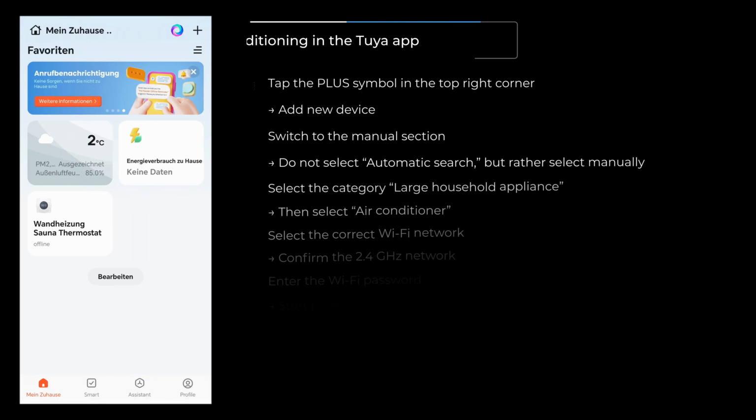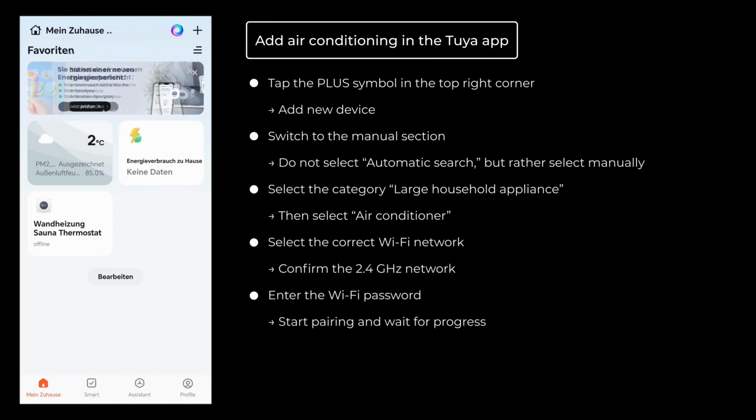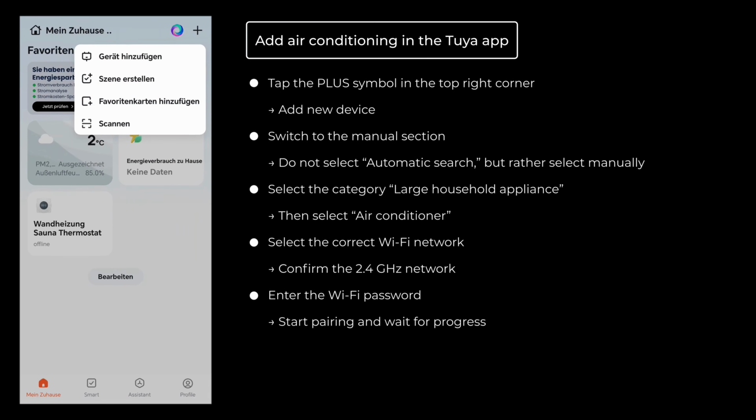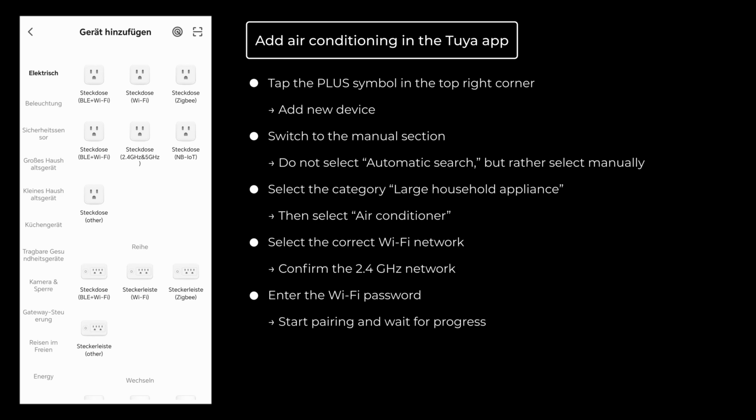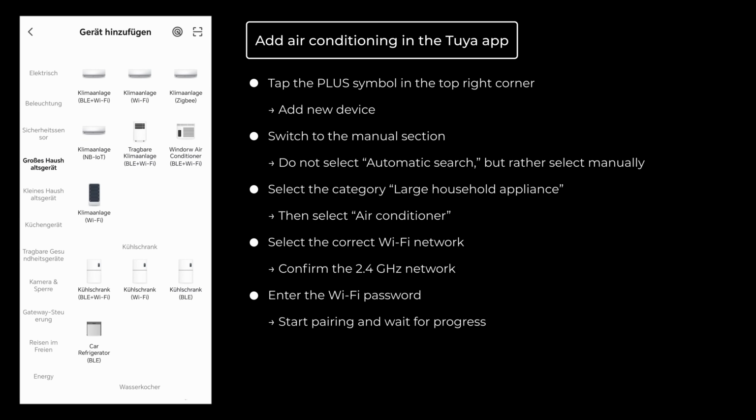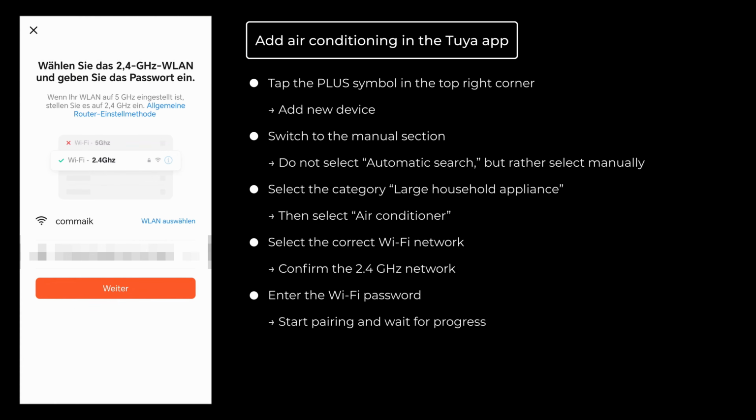To start the pairing, I'll open the app. Click on the plus sign in the top right corner. Add device. Then I'll go directly to the manual section. Select a large household appliance. And here, select the air conditioner. And the system automatically detects my available Wi-Fi networks. I'll select the correct Wi-Fi network and enter my Wi-Fi key, then I'll click Next.